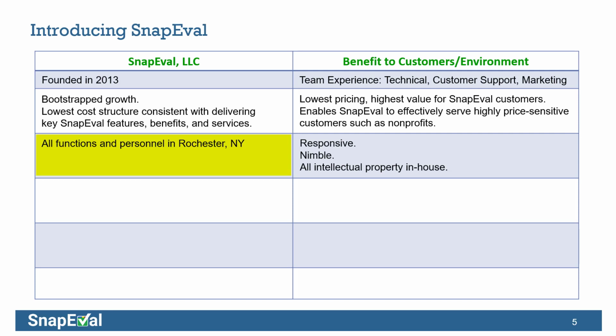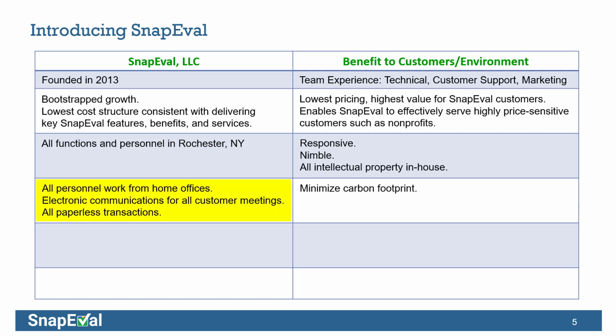All of our functions and all of our personnel are based in Rochester, New York, which means that we're responsive, we're nimble, and all of our intellectual property is in-house. All SnapEval personnel work from home offices, we use electronic communications for all customer meetings, and all transactions are paperless. This means we minimize our carbon footprint.